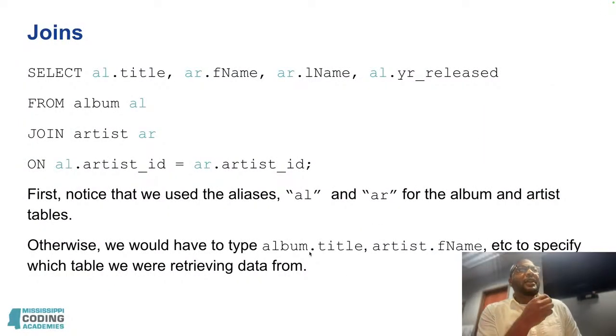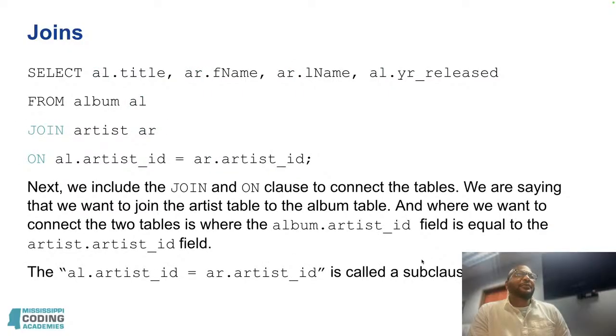Okay. So we see here in the example, first notice that we use the aliases AL and AR for the album and artist table, as we have up here. Otherwise, we'd have to type album.title, artist.fname, etc. to specify which table we were retrieving from, which I just showed you. Okay. And the next thing we focus on, we're saying join artist AR. So we include join and on clause to connect the tables.